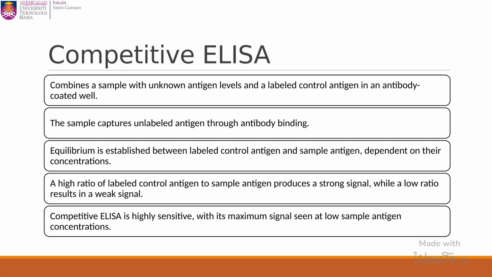If the ratio of labeled control antigen to sample antigen is high, then the signal will be maximized. If the ratio of labeled control antigen to sample antigen is low, then the signal will be weak. Because the standard curve in a competitive ELISA exhibits the maximum signal at the lowest concentrations of sample antigen, this assay is very sensitive.